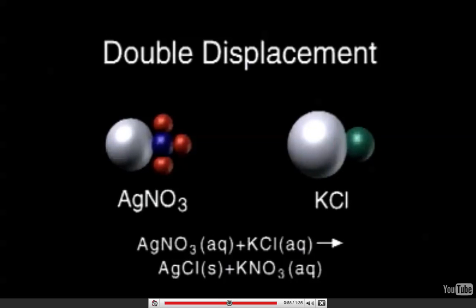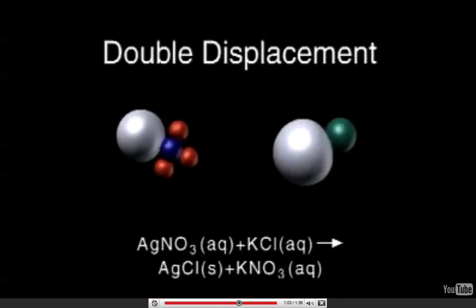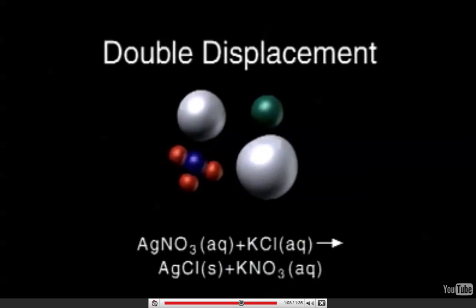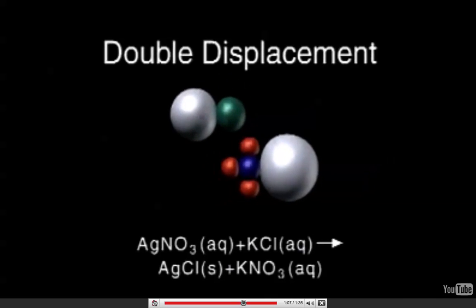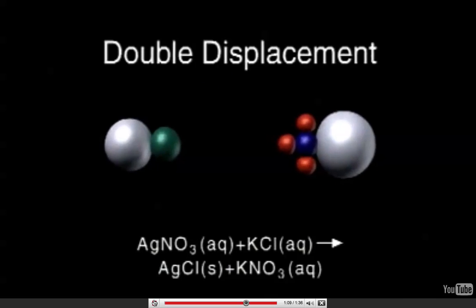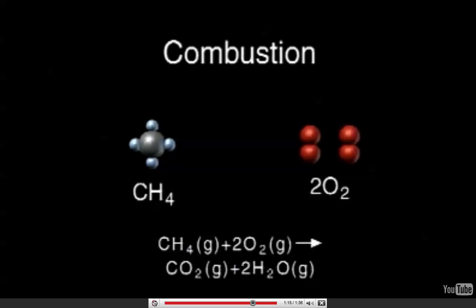In a double displacement reaction, the positive and negative portions of 2 ionic compounds interchange. I think it's better with sound effects. So notice, same amount of atoms, just the rearrangement is different. A combustion reaction occurs when a substance rapidly combines with oxygen to form 1 or more oxides and releases energy.